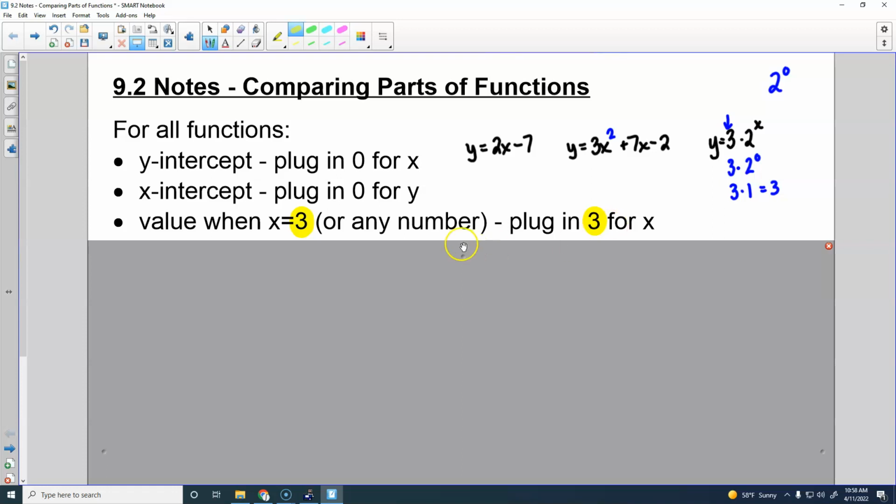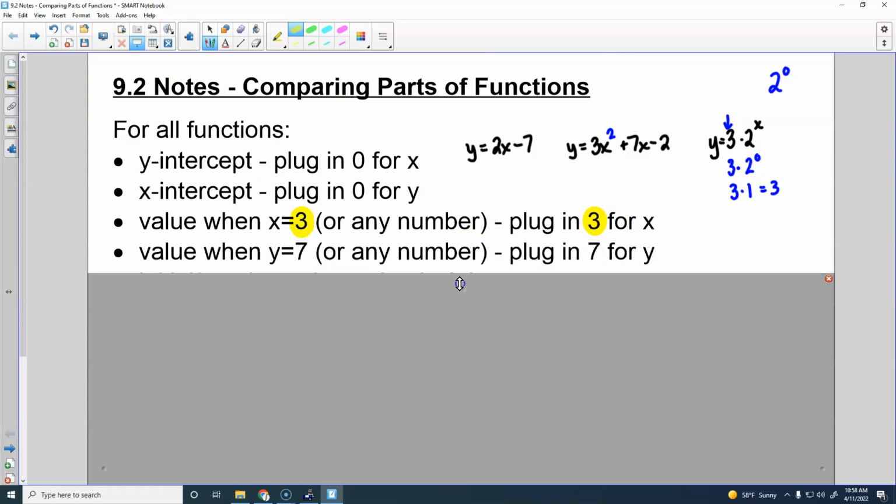Okay. In a very similar manner, if we have something like the value when y equals 7, and again, 7 could be any number right here, we would just plug in 7 for y. And here I might should say this. This will give you the y value when x equals 3, x value when y equals 7.